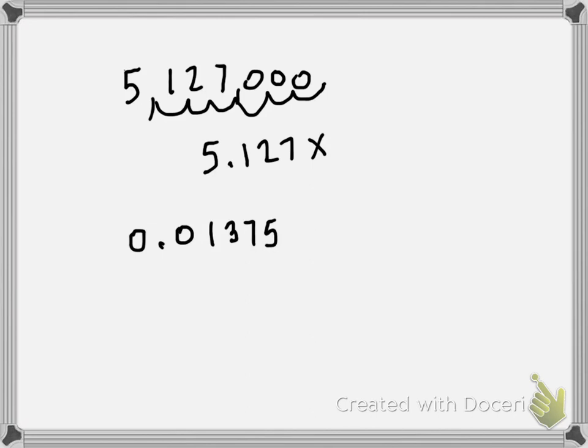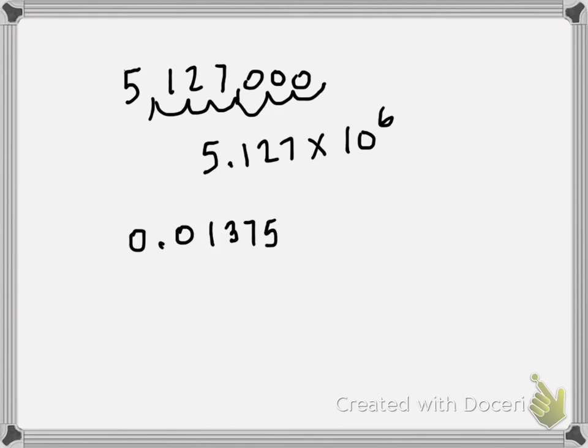Now, 5,127,000 is a large number. I always kind of think about that first. Is my number that I'm starting with large or small? Okay, so because this is a large number that I'm starting with, I'm going to have a positive exponent on this 10 to the 6th here every single time. So if I start with a large number, my exponent is going to be positive in my scientific notation number.